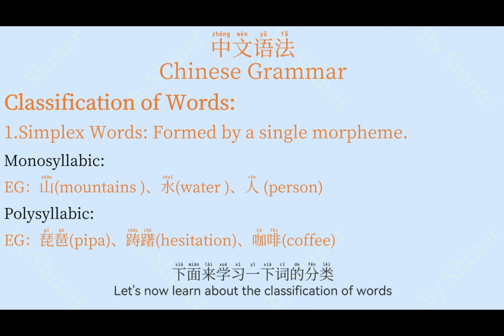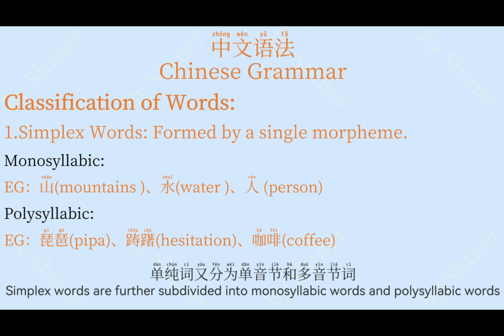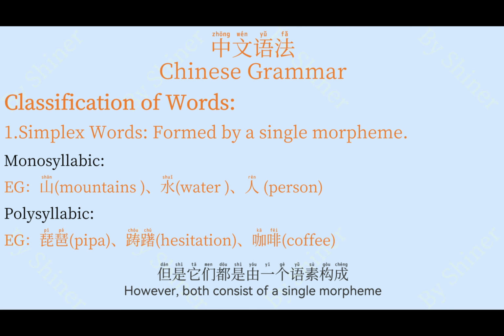Let's now learn about the classification of words. They are primarily classified into simplex words and compound words. Simplex words are further subdivided into monosyllabic words and polysyllabic words. For instance, 山 is a monosyllabic word, while 琵琶 is a polysyllabic word. However, both consist of a single morpheme.